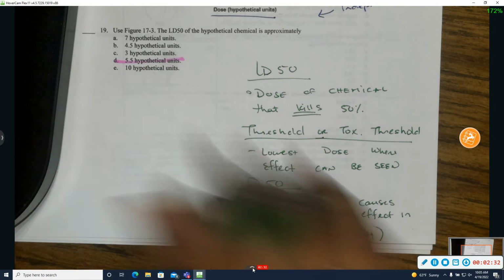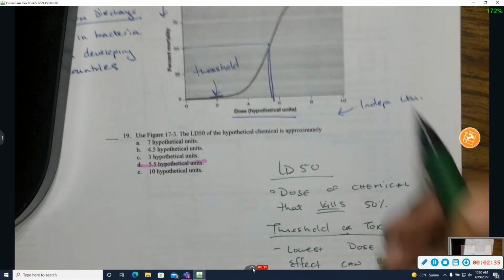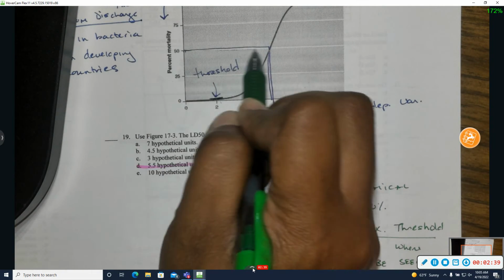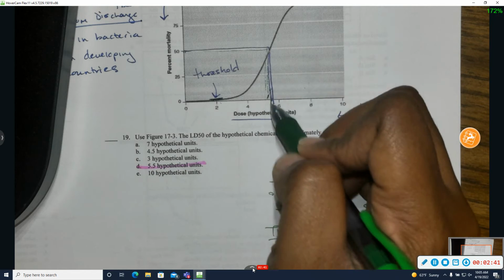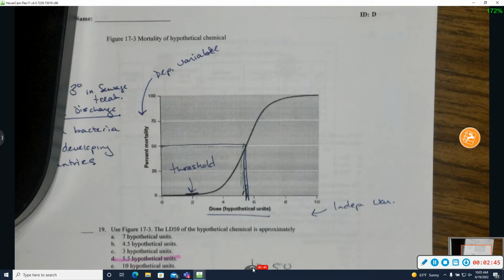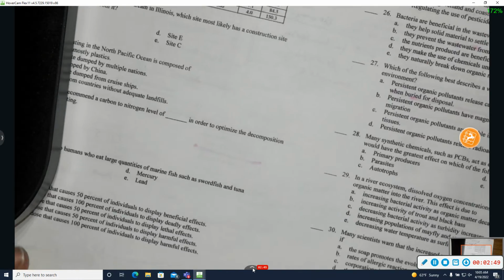Okay, so your answer here was 5.5 hypothetical units, because here's your threshold right here, but your LD50 was right here, so it's about 5.5. Then you went on to the next one. Some of you guys are really confused by this one, but let's look at it.